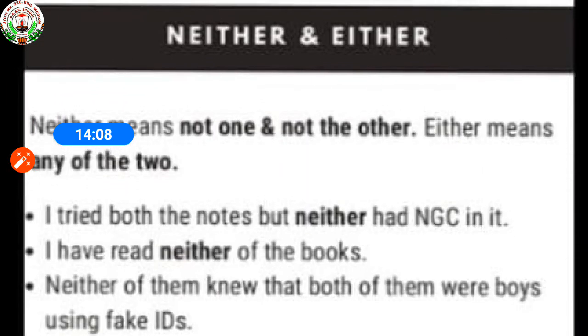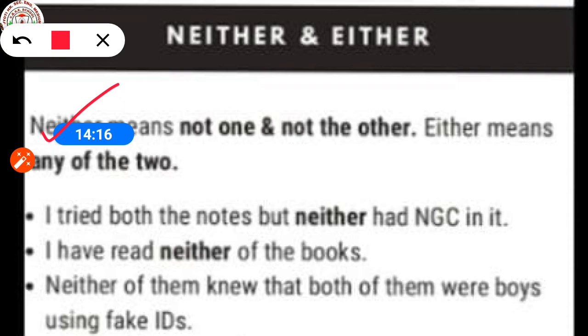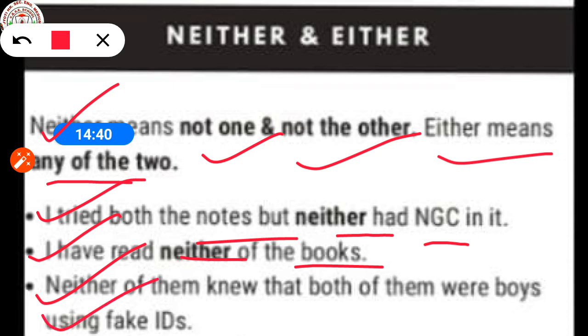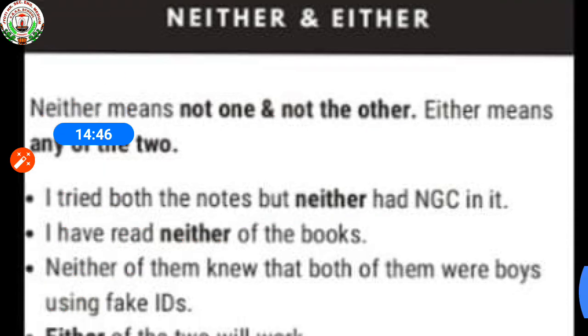We can use neither and either. So neither means not one and not the other, and either means any one of the two. I tried both the notes but neither had NGC in it. I have read neither of the books. Neither of them knew that both of them were boys using the fake IDs. So these all are related with distributive pronouns.